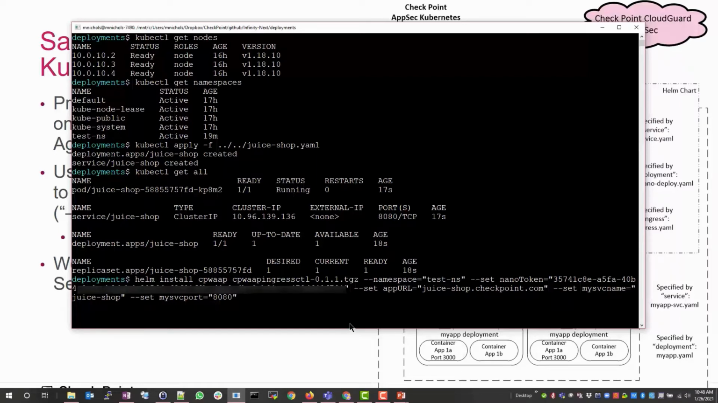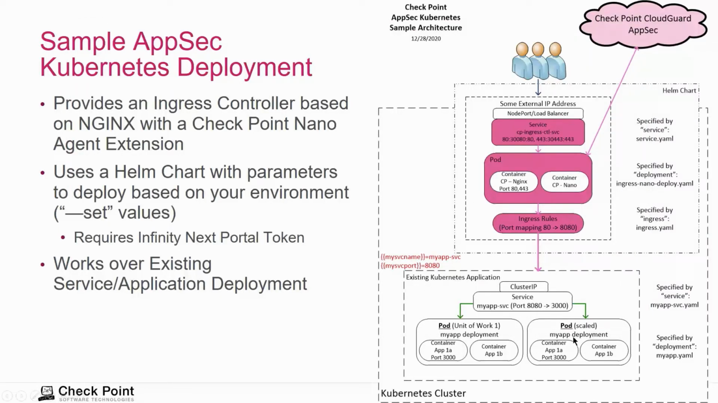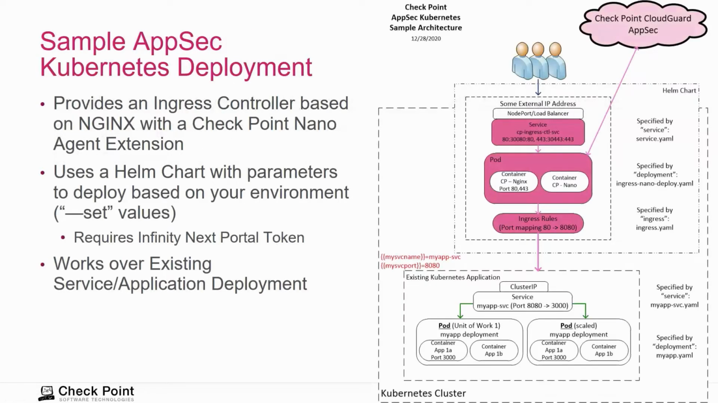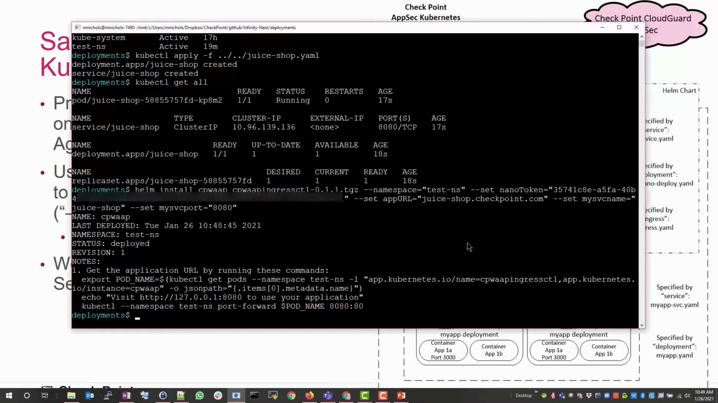While this is deploying, we'll take another look here at the architecture, and we've got the Juice Shop application defined below as our existing Kubernetes application. We've only got a single pod with a single container, and we've defined our service listening on port 8080. And then above what we have is the Helm chart that's deploying the Check Point Ingress Controller service, the pod with the Nginx reverse proxy that's calling the Check Point Nano agent, and the ingress rule. We'll give this just a moment to complete the deployment process, and we'll find at the end of the deployment process that there will be an external IP address defined.